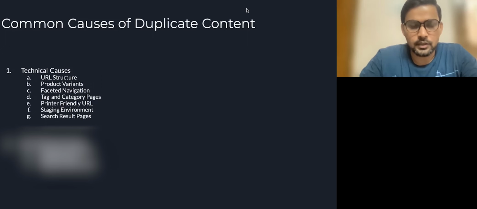Number seven, search result pages. Once again, search result pages are just a subset of your category, home, and other pages. You should always make sure to noindex all of your search result pages to avoid duplicate content issues.